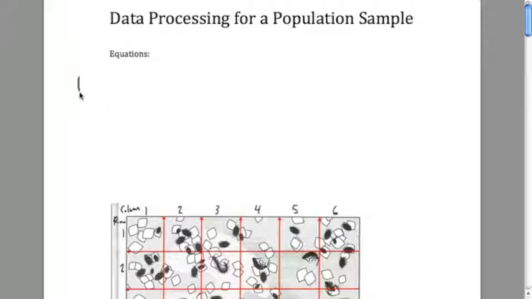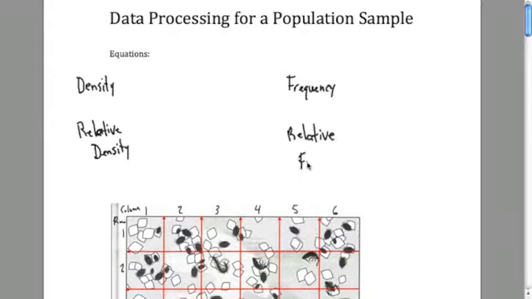So a few of the things that we can look at are density, relative density, frequency, and relative frequency. Now, of these four things, we want to look at, let's say, one specific organism. So let's say we want to look at this organism here. Let's just refer to this right now as organism A. So we'd say the density of organism A is equal to the number of individuals divided by the area of the sample.